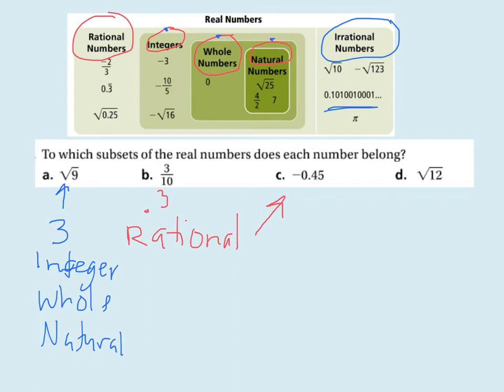Now, if you were to put square root of 12 in your calculator, you would get something like 3.464101615. Basically, the numbers do not repeat. So since it is a decimal, it's either rational or irrational. Since they do not repeat, it will be an irrational number.